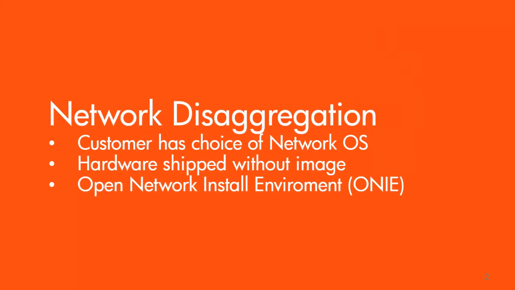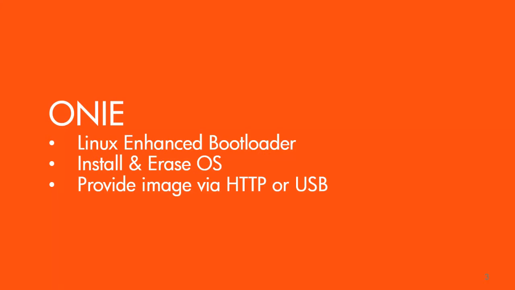So what that means nowadays is that customers are buying hardware that doesn't actually have an image installed. They need some kind of way of getting the image of their choice onto the hardware, and the way that we do that is by utilizing the Open Network Install Environment. ONIE is a Linux-based enhanced bootloader. So customers buy their hardware and decide on the network operating system. It means that when they unbox, say, an Altoline switch, it doesn't have the image on there. They use ONIE to install the operating system of their choice.